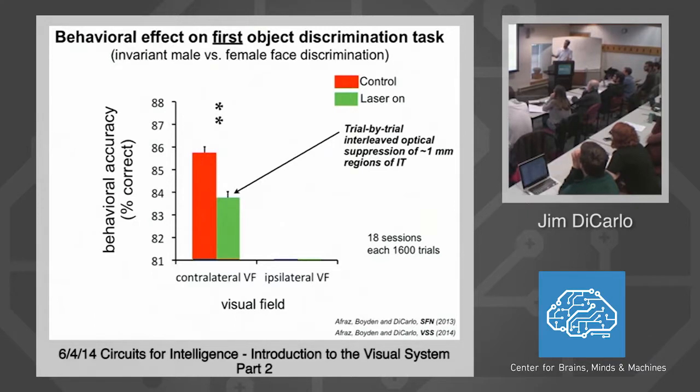Here's the upshot. You interleave, you turn the light on in particular small regions of IT at a moment on certain trials and not others. Interleave randomly, shut down neurons with a laser. You get a 2% drop in performance in the contralateral field. You get no drop in the ipsilateral field, and that's what we would have predicted given the layout of IT. So this is all I wanted to get you excited about, that we can manipulate high-level behavior.